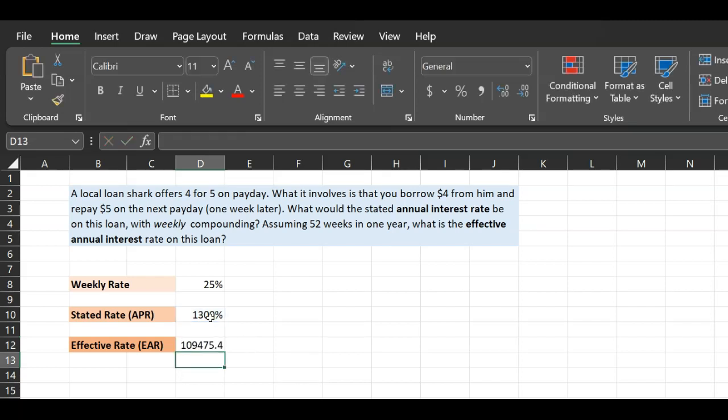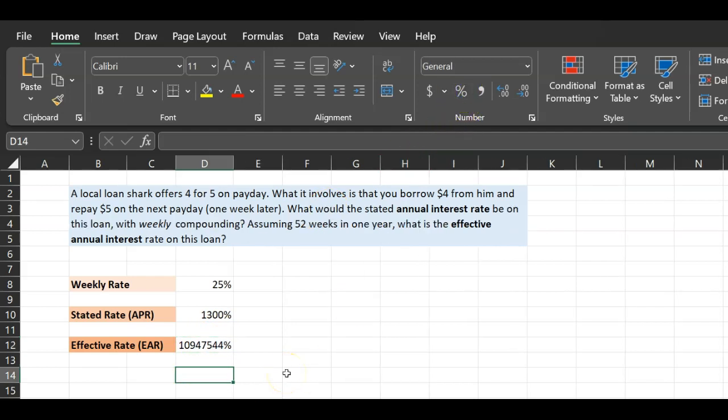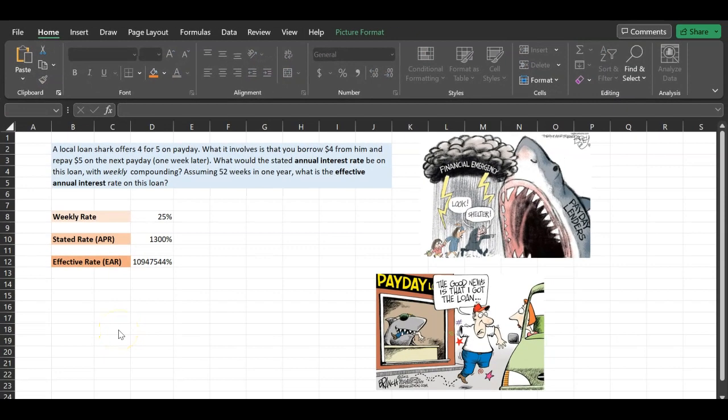And so now if you do this, whoa, and mind you, this is still not in percentages. So one more thing right here. Yes, your effective annual rate is 10,947,544%.